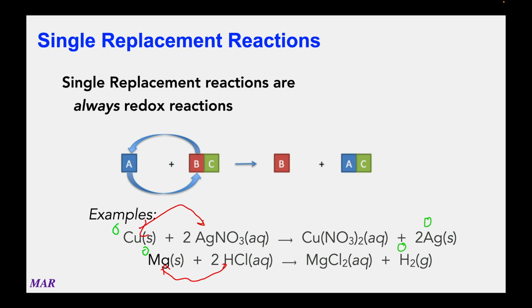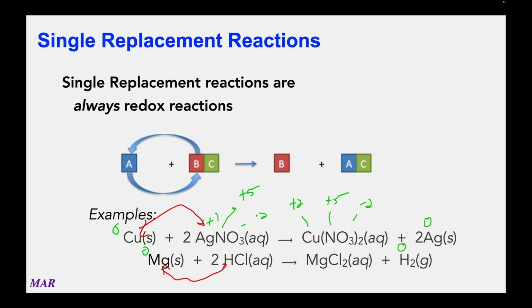So silver in silver nitrate is +1. The nitrogen, +5. Oxygen, -2. Those are the oxidation numbers. You can pause the video and work these out to make sure I'm right, by the way. Copper, +2. Nitrogen, +5. Oxygen, -2.